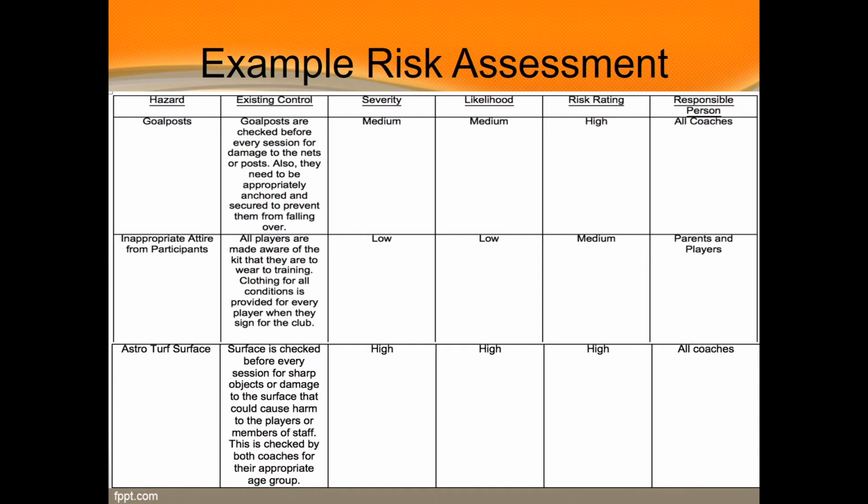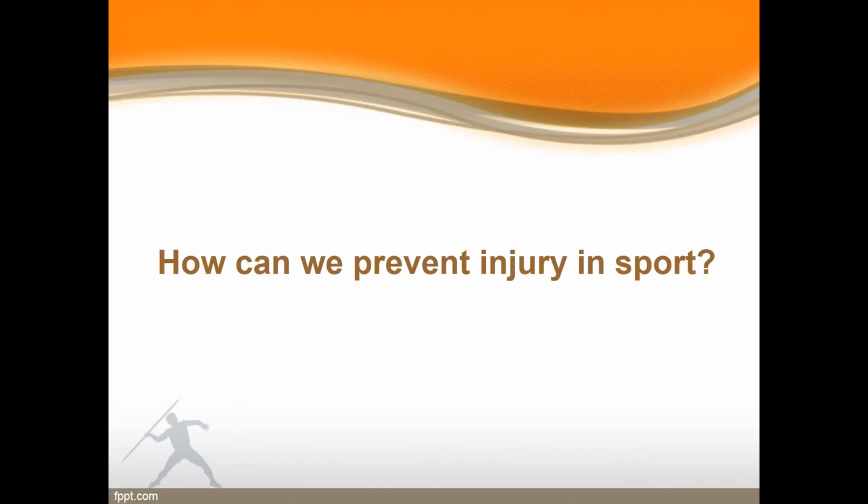So you can see the severity of the risk is medium, the likelihood of this happening is medium, although it does have a high risk rating because if a goalpost does fall on a child, then this could do some serious damage, and the responsible person for this is all the coaches that are present. If you'd like to pause the video here and have a look through the risk assessment in more detail, feel free to do so. So moving on to how can we prevent injury in sport.